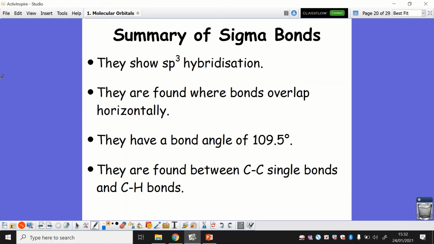So just to summarise sigma bonds, they show sp3 hybridization, which is when we have a hybrid of 1 s orbital and 3 p orbitals from a carbon atom. They are found where bonds overlap horizontally. Remember, end on, okay? I'm really trying to stress how important it is that you remember that. They've got a bond angle of 109.5, and they are found between carbon-to-carbon single bonds and all carbon-to-hydrogen bonds, which of course are also single bonds.